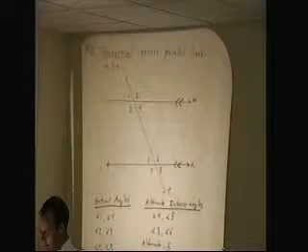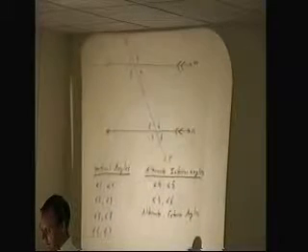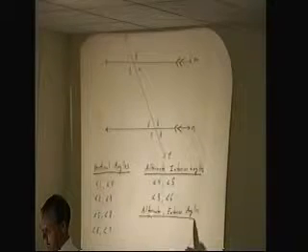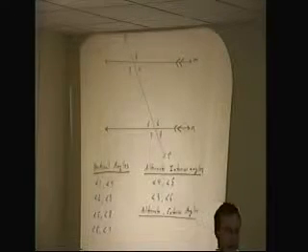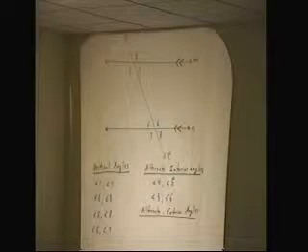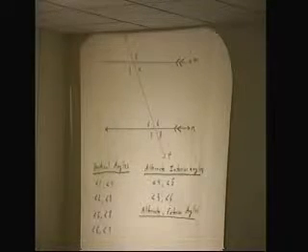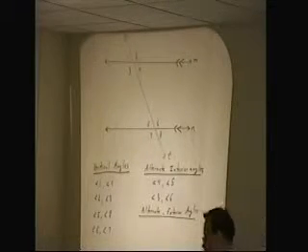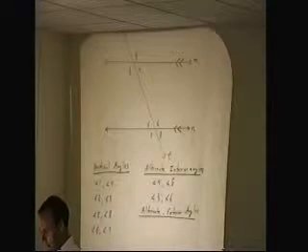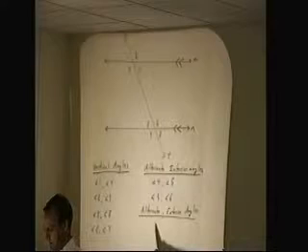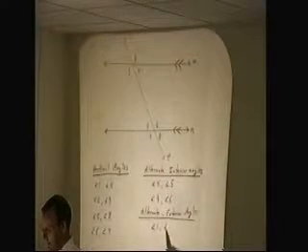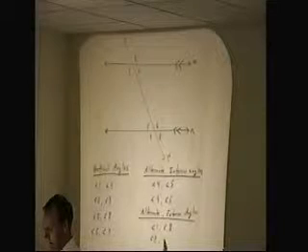See if you can name the alternate exterior angles. There are two sets of alternate exterior angles. 8 and 1, yep. 2 and 7, yep. Notice that these are all congruent. Angle 1 and angle 8, angle 2 and angle 7.